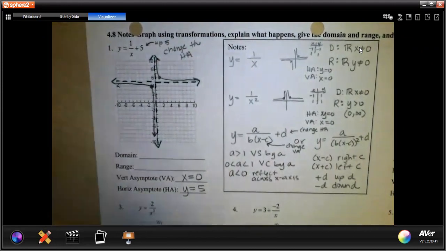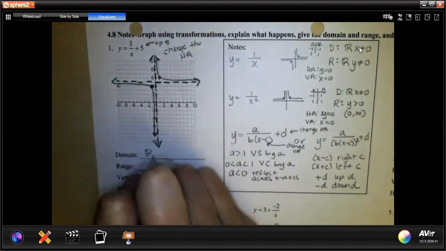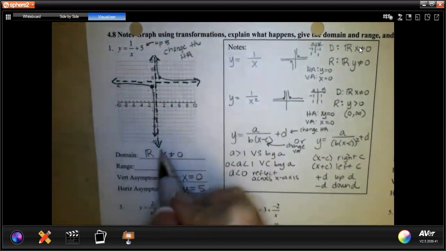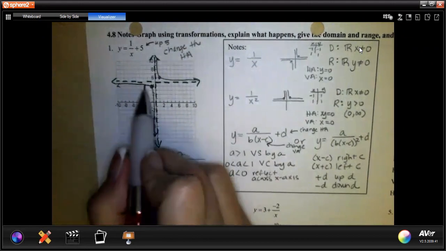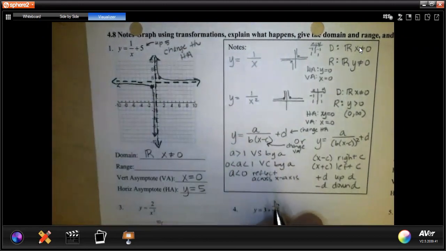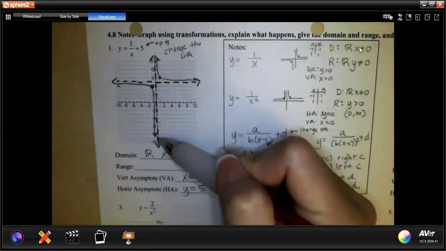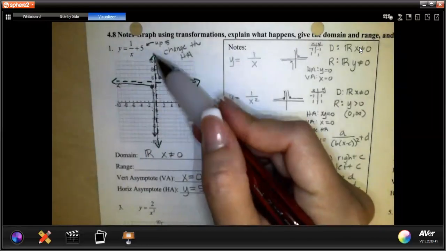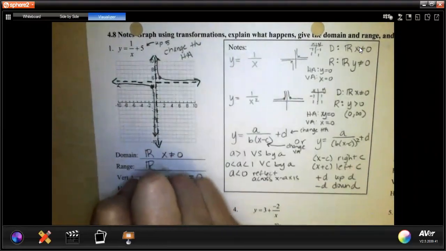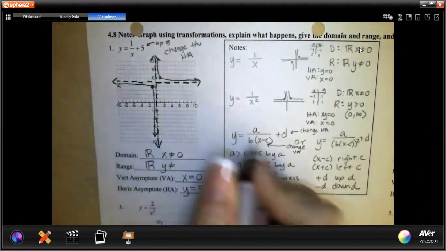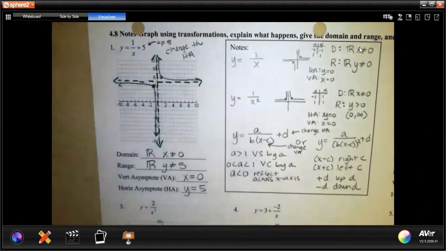Now for our domain here, it is still all real numbers except for 0 because our vertical asymptote is still at x equals 0. That's still what it's jumping over. For our range, it's coming from the bottom and jumping over that 5 and then keeps going up. So our range would be all real numbers except for 5.